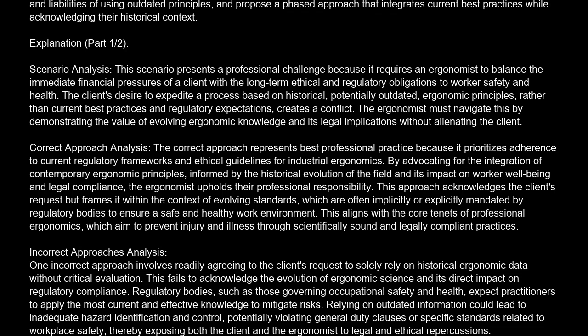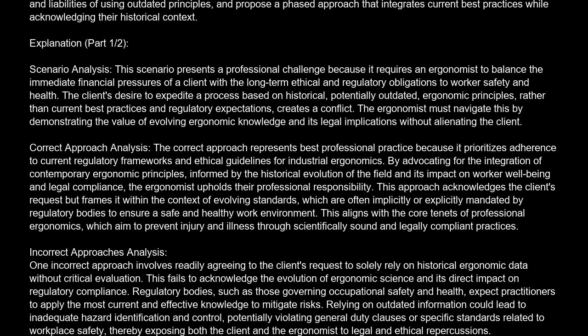The correct answer is C. Explain to the client how ergonomic science and regulatory expectations have evolved, demonstrating the potential risks and liabilities of using outdated principles, and propose a phased approach that integrates current best practices while acknowledging their historical context.